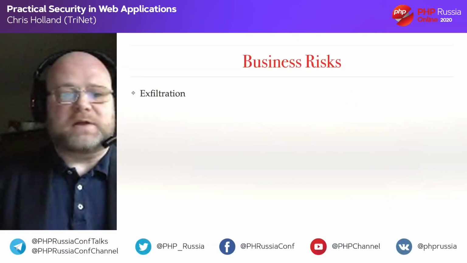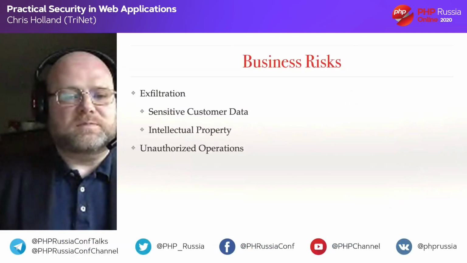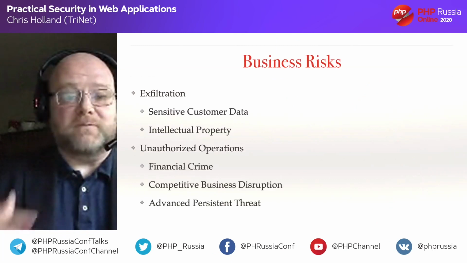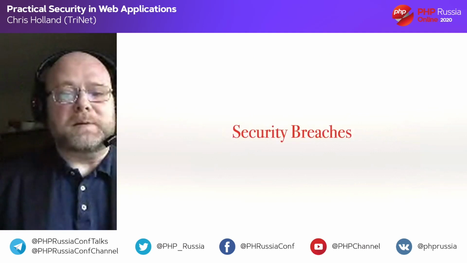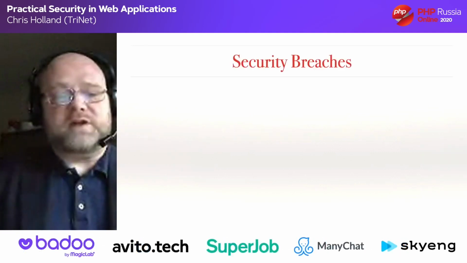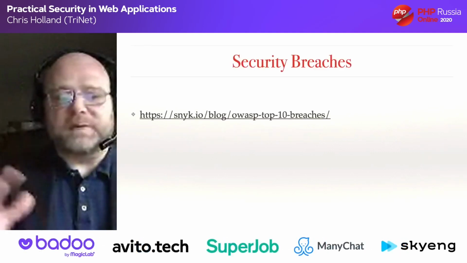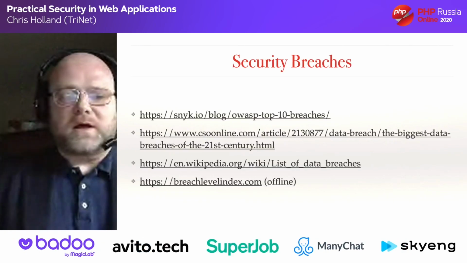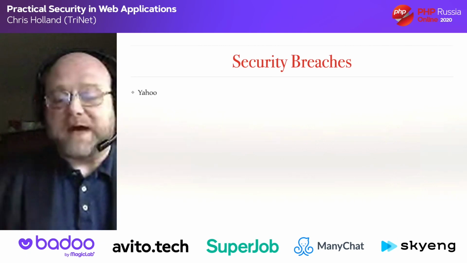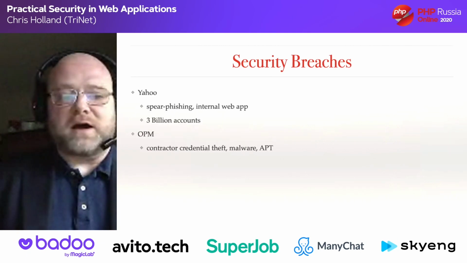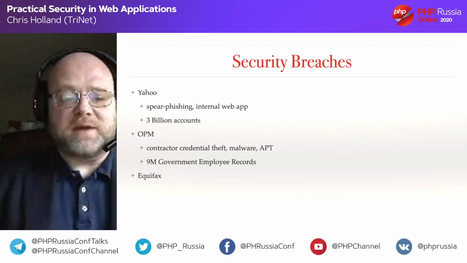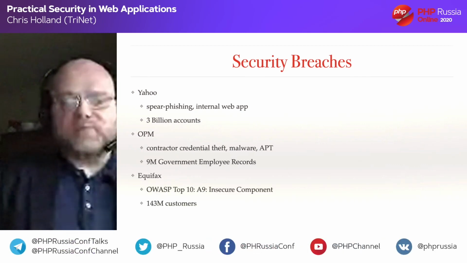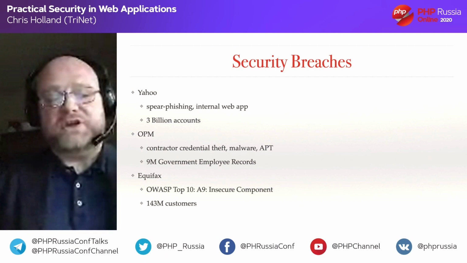So obviously, there are a lot of business risks, right? I'm not going to go through them, but these are pretty obvious risks. And there have been a number of security breaches. I have a lot of links here. I'm not going to spend too much time on them, but it's always good to keep in mind the past breaches that have happened. You had Yahoo, the OPM office, Equifax. These are all very high profile security breaches.